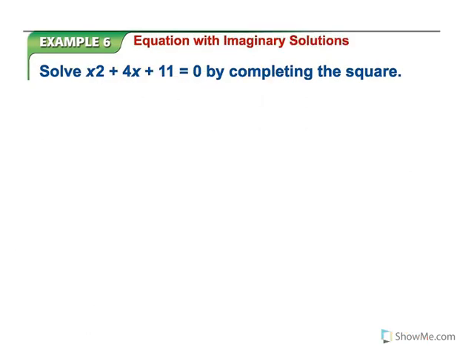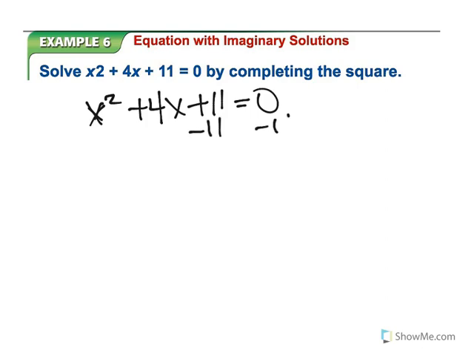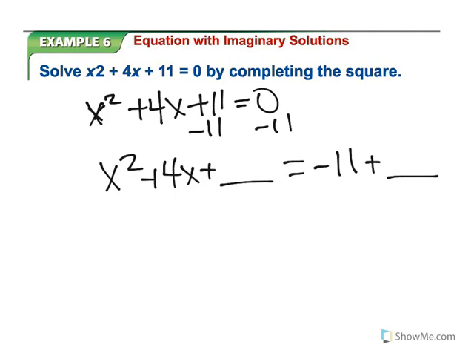For our last example, we are going to solve an equation with imaginary solutions this time. We're going to solve x squared plus 4x plus 11 equals 0 by completing the square. First thing we want to do is move the 11 to the other side. To get x squared plus 4x, we're going to leave a blank, equals negative 11 plus blank.